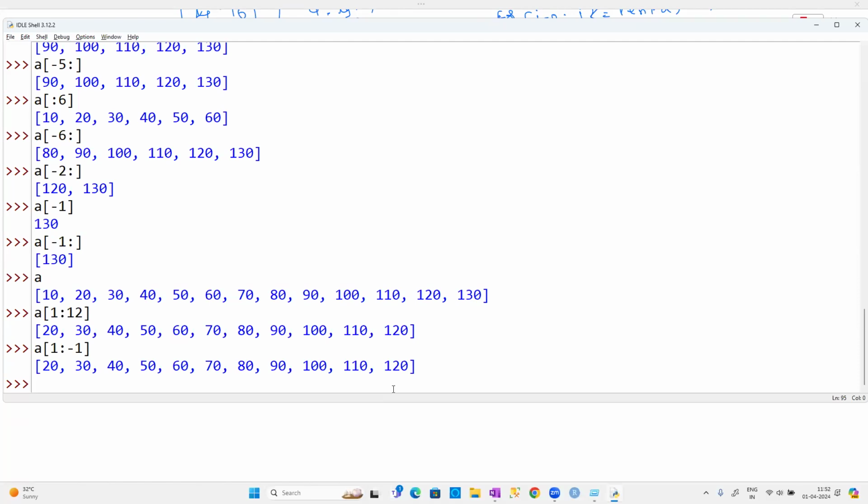Except I'm not getting the first one, it is 1 to minus 1. What does minus 1 stand for? Tell me first of all. From the backward index. Okay, this minus 1 means the last one, right? Yes, 130. Okay. Now tell me, 1 means where you have to start. Look at this 20, one.